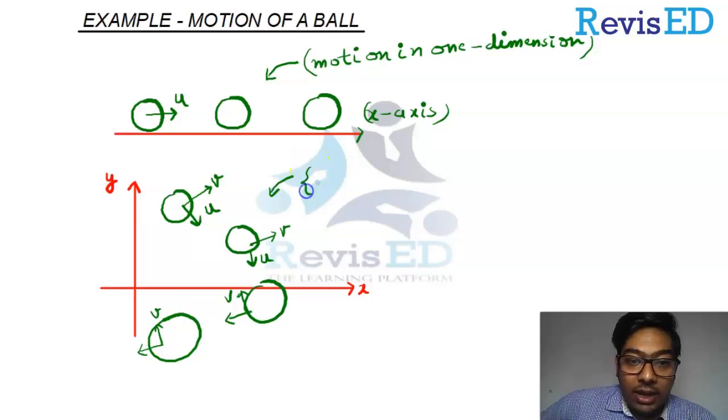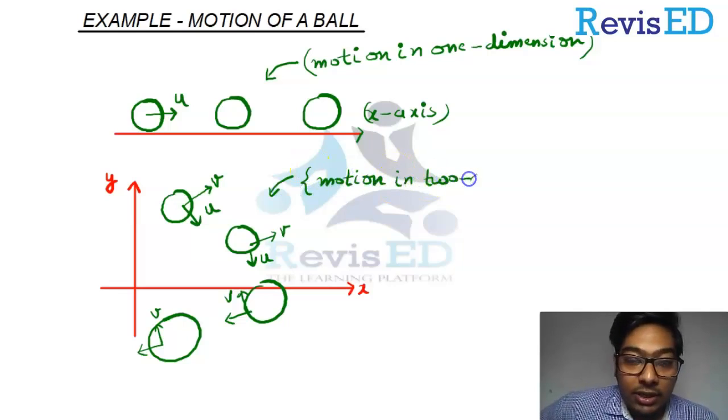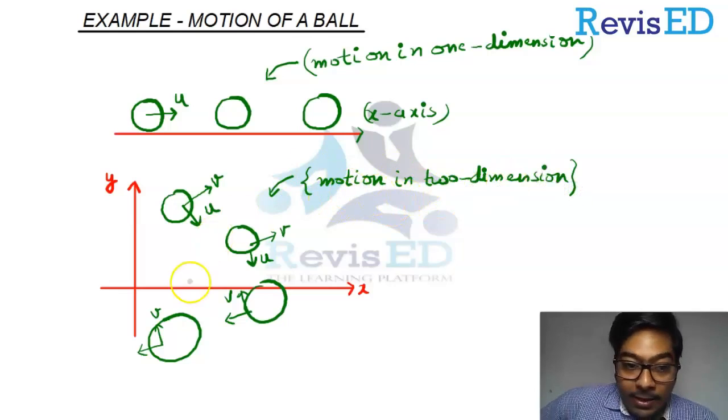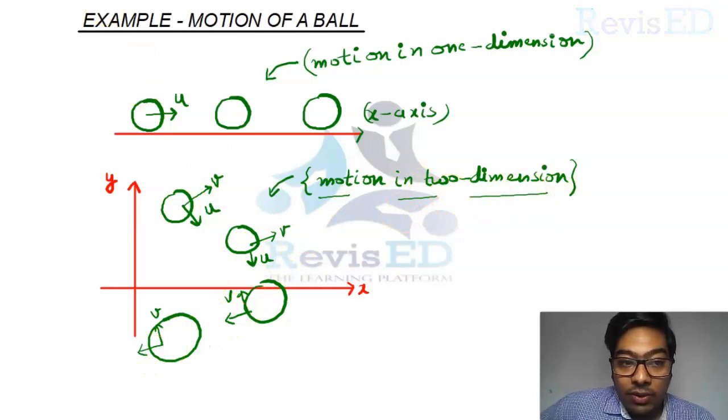Now this is an example of motion in two dimensions, because it is not restricted to a straight line. It is moving in two dimensions, in the xy plane. So it is moving in the x direction and also in the y direction. This is our example of motion in two dimensions.